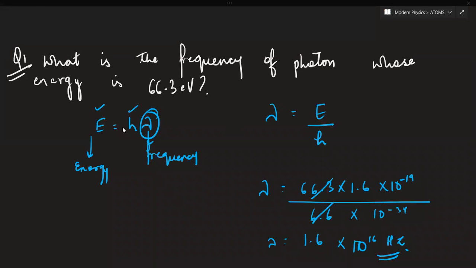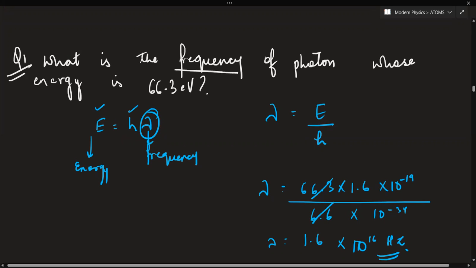I didn't convert electron volt into joules. See, you should get the answer in SI unit. So convert everything, all the units that you have, into standard international units.